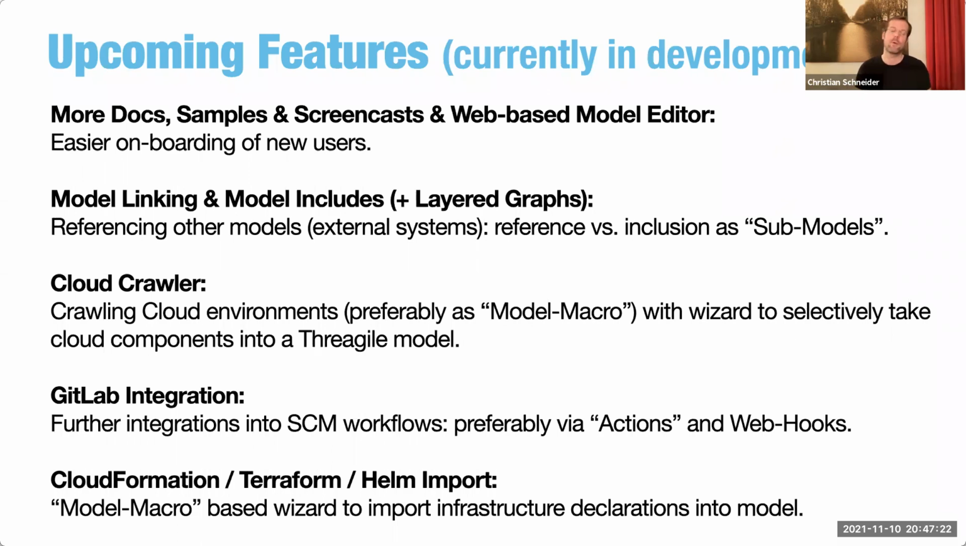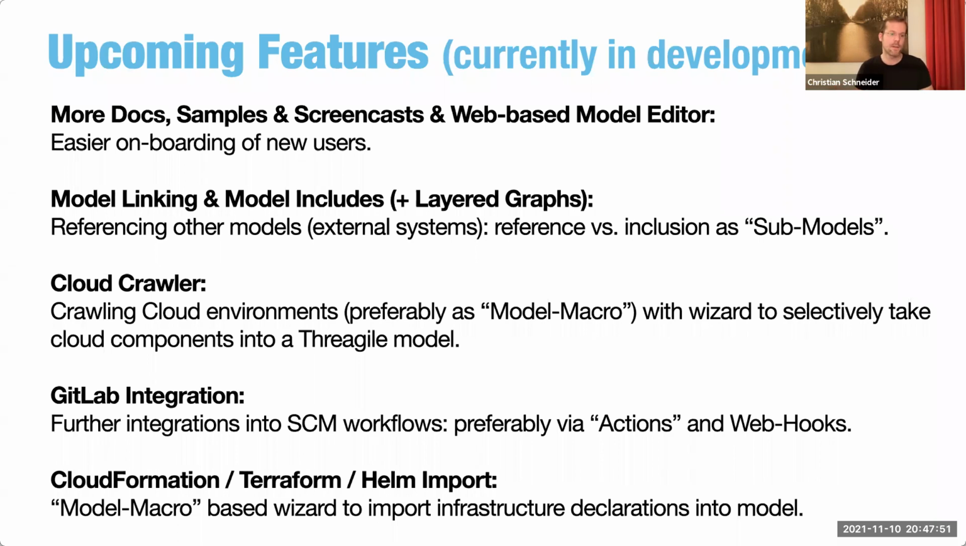And a very important feature, model linking. Model includes, to have some kind of connections between submodels, so that you can split your big models into a few smaller ones, possibly by those teams, and reference them either by inclusion or by reference. And to have layered graphs being generated where the surrounding models are either black boxes with the connections going in, or a detailed view where the surrounding things are also visible at a detailed level.